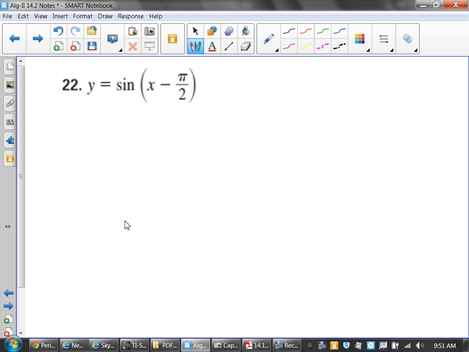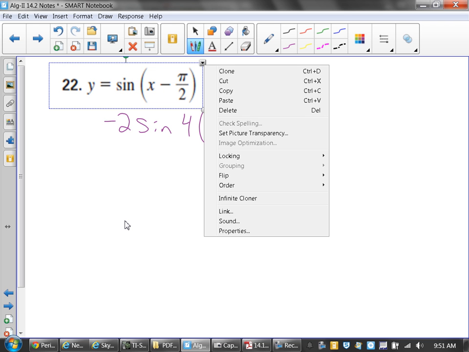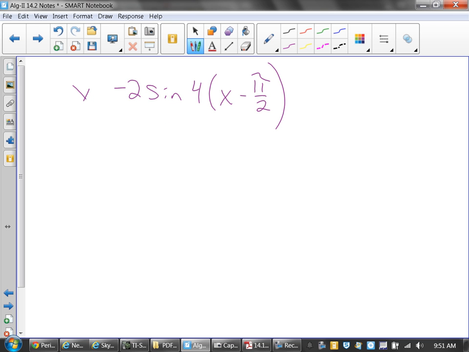Let's change this. Let's say it's a -2 sine of 4. Can we have a K too? Sure. Give me a K. 12. All right.